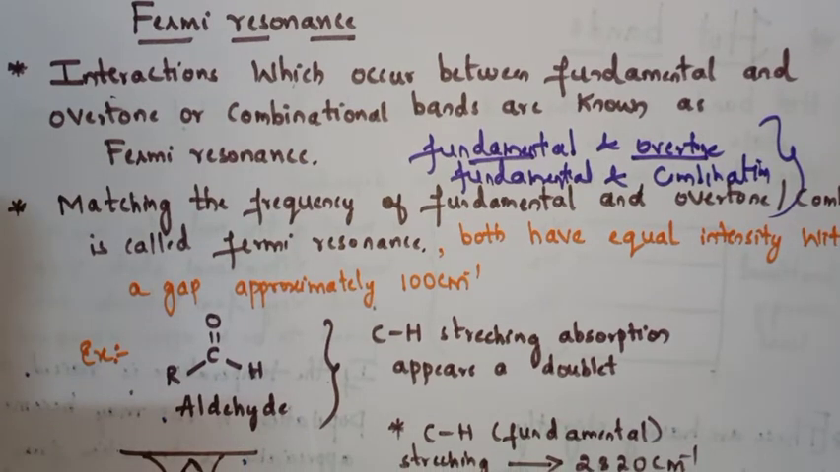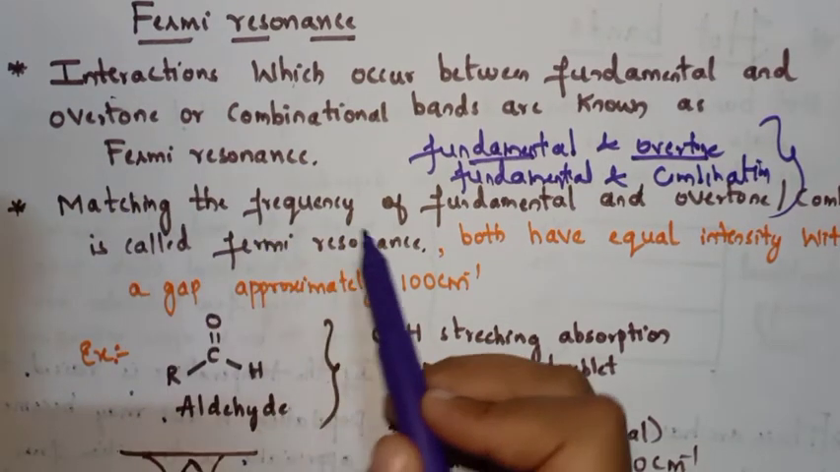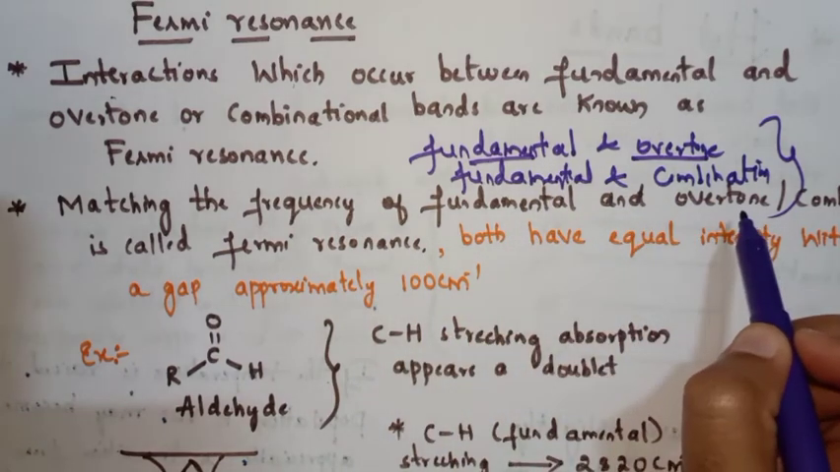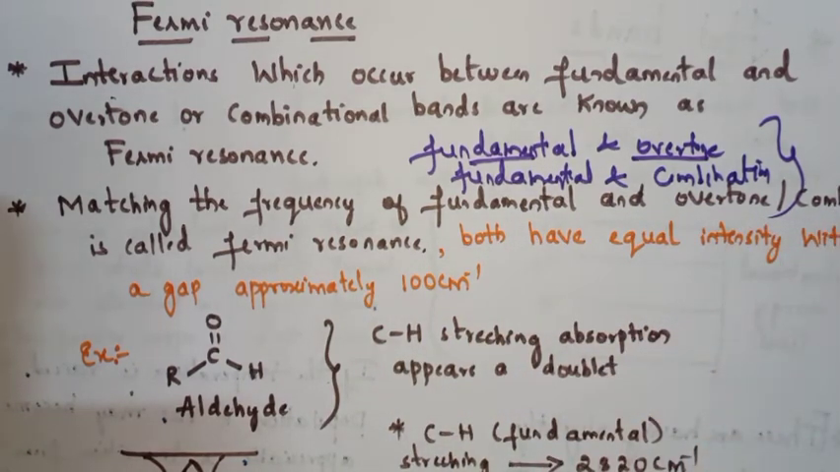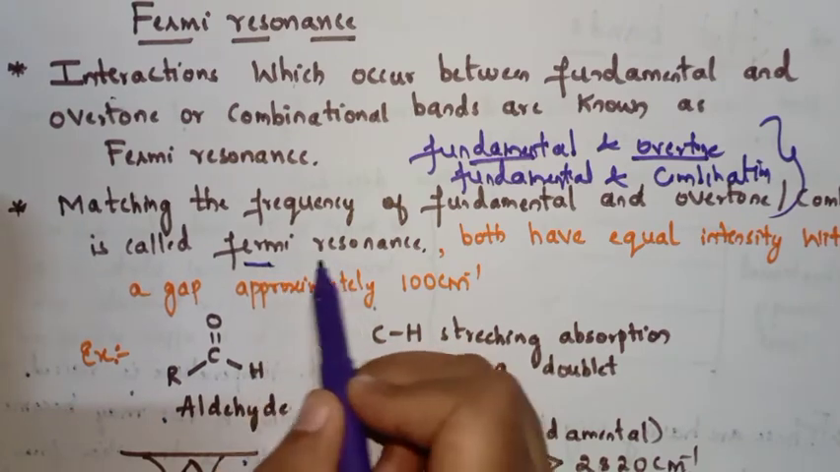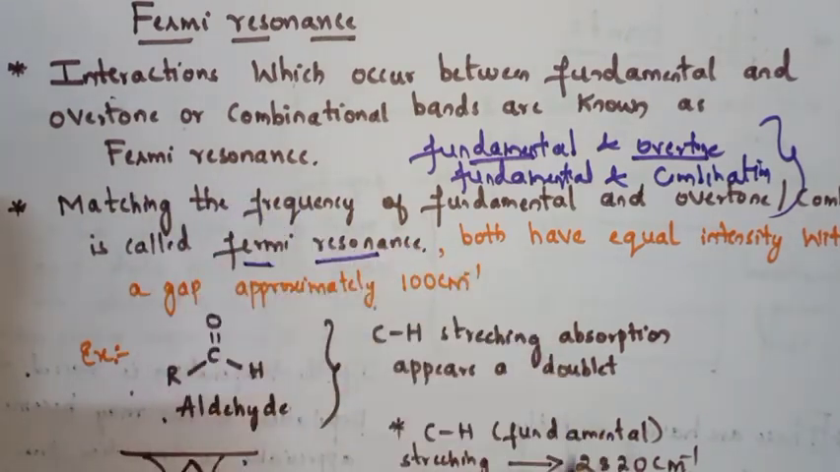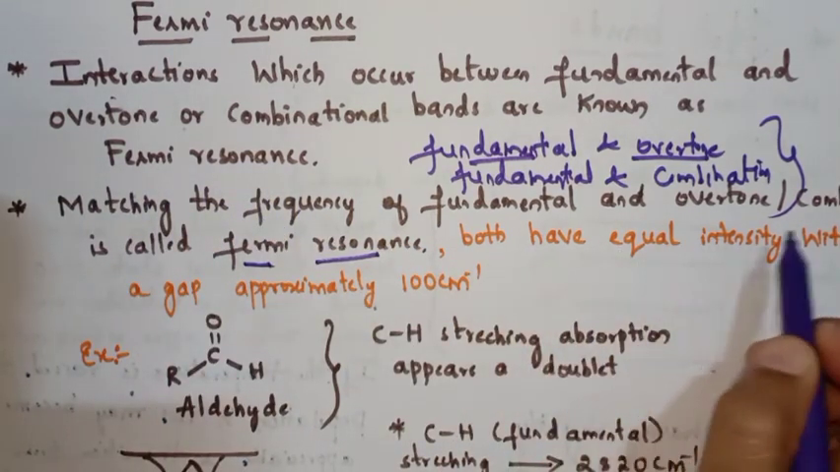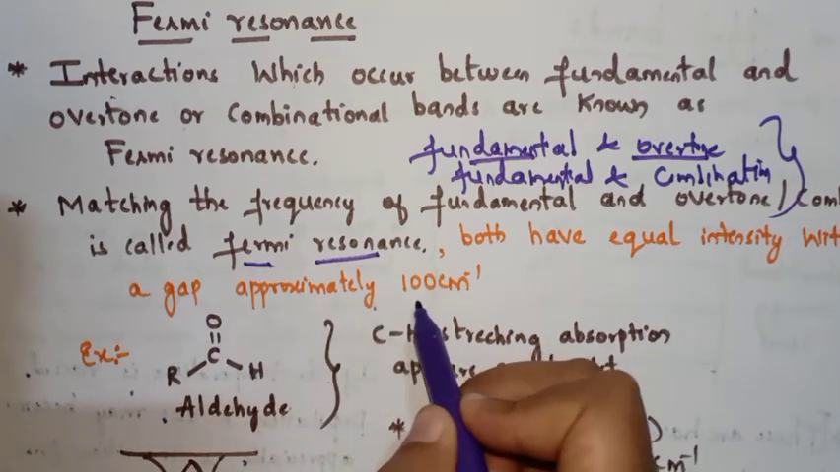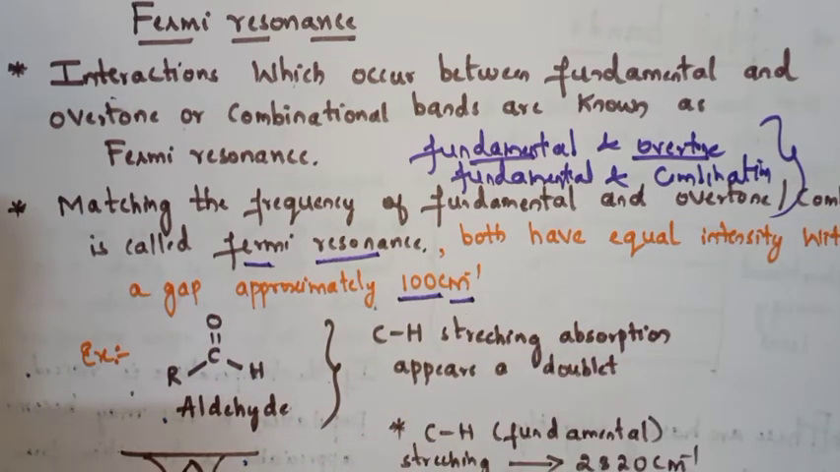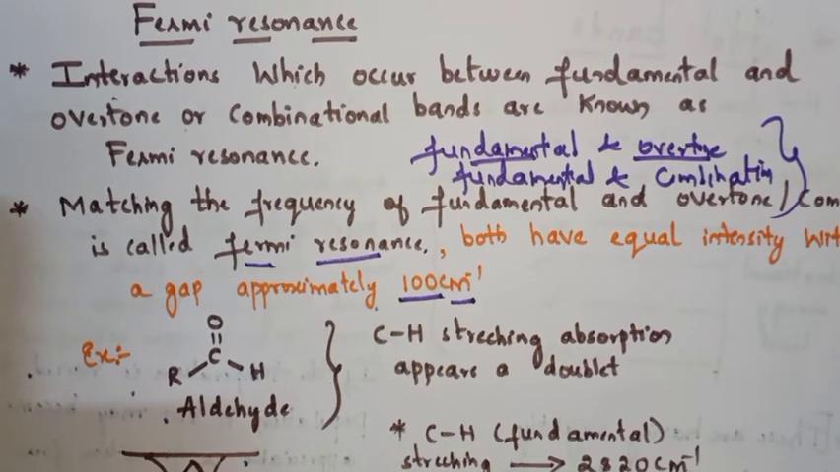Here in the Fermi resonance, the frequency of fundamental and overtone or combination bands will match. So it is called Fermi resonance. Here the frequency will match. Both have equal intensity with a gap of approximately 100 centimeter inverse. This point can be well understood by taking an example.